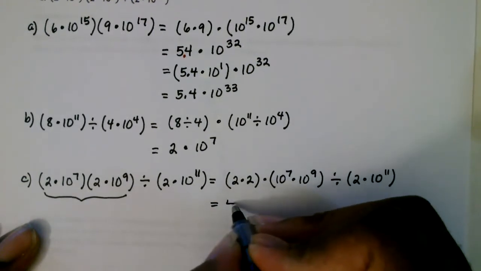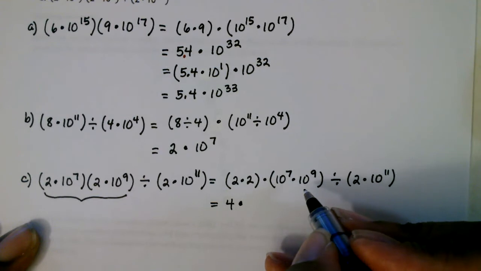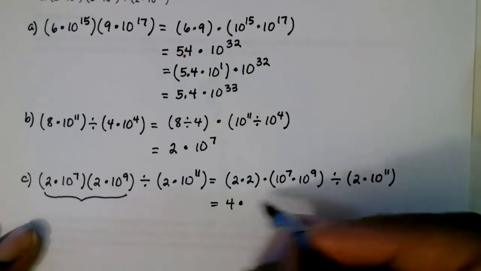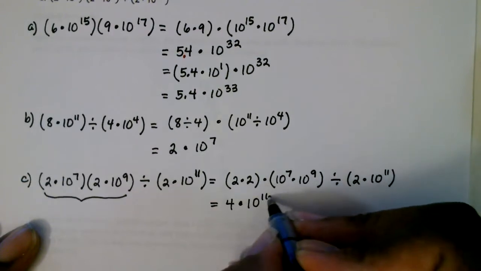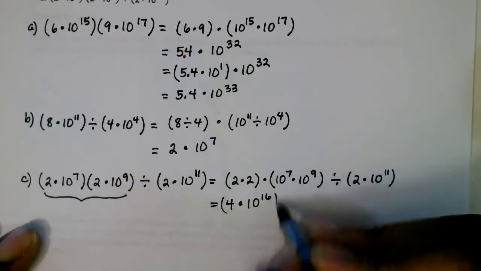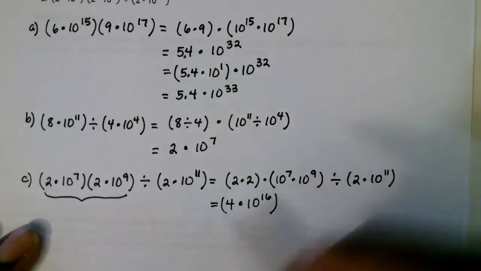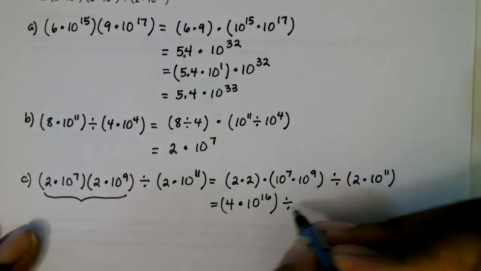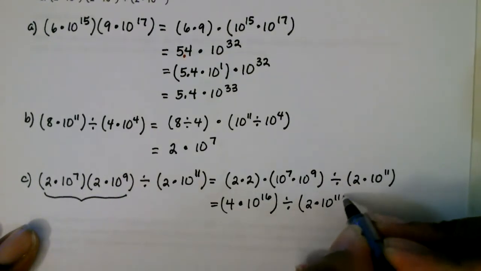Of course, 2 times 2 is 4 times 10 to the 7th times 10 to the 9th. We're multiplying powers of the same base, so we bring down the 10, add 7 and 9, and we'll get 16. And it's already in scientific notation. So it'll be 4 times 10 to the 16th. Then that's going to be divided by 2 times 10 to the 11th.